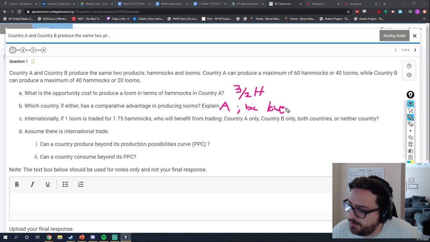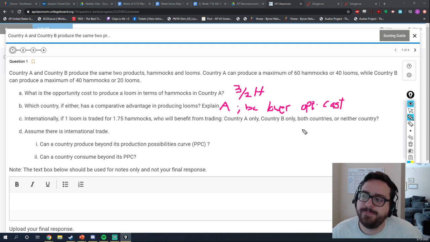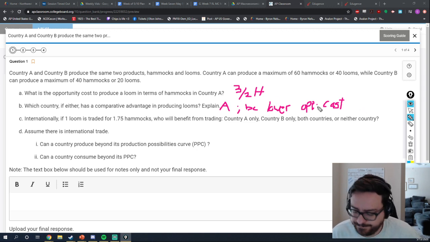They only give up 3/2 of a hammock for every loom, whereas country B gives up 2 hammocks for every loom. Lower opportunity. It's lower, that's an L and an O, not a B. I know that sucks. Lower opportunity cost.